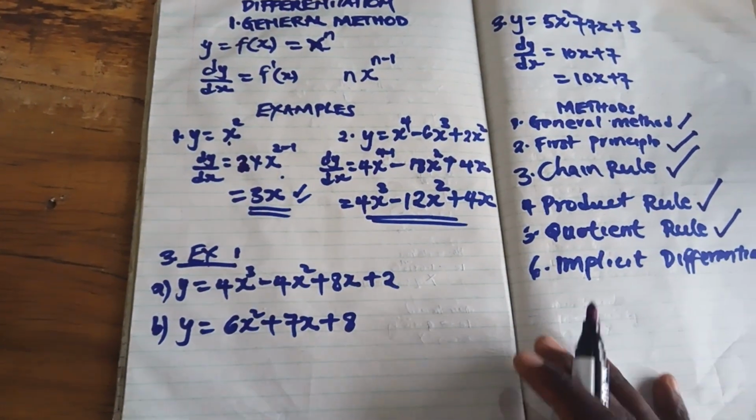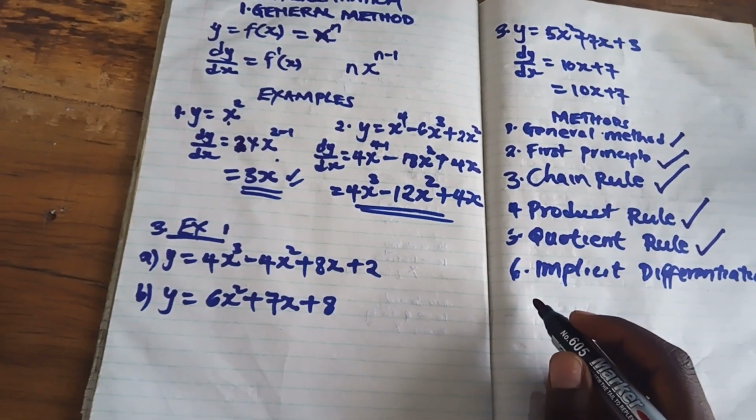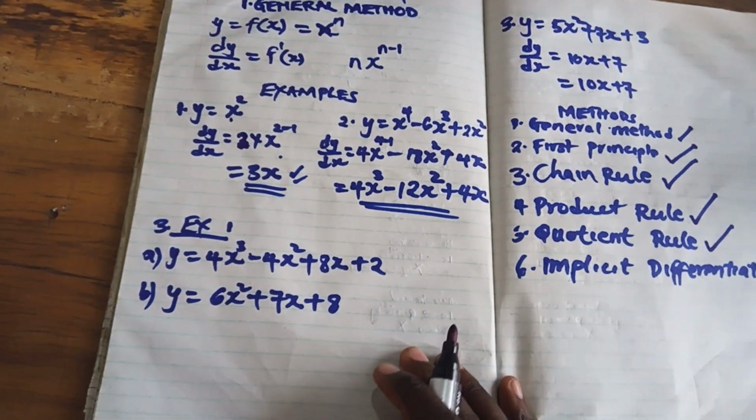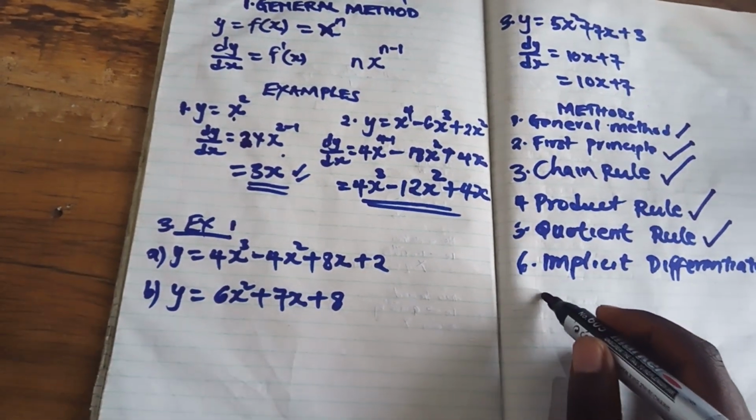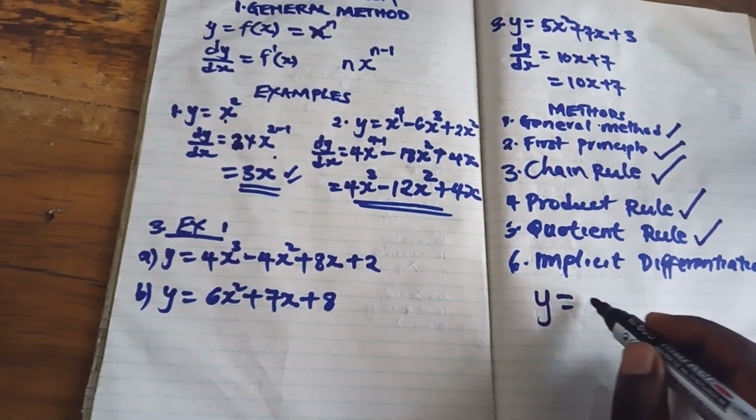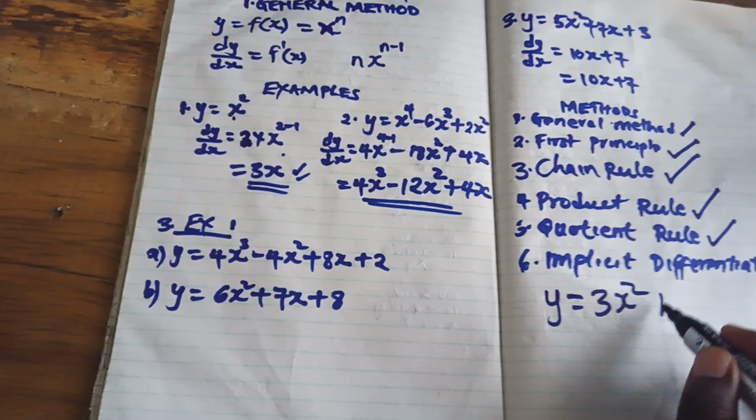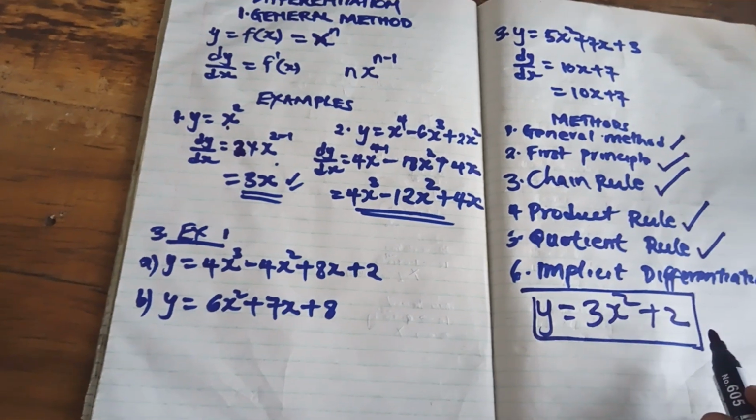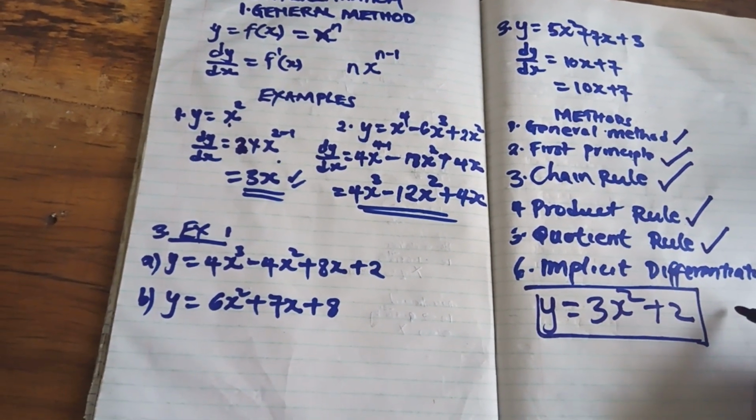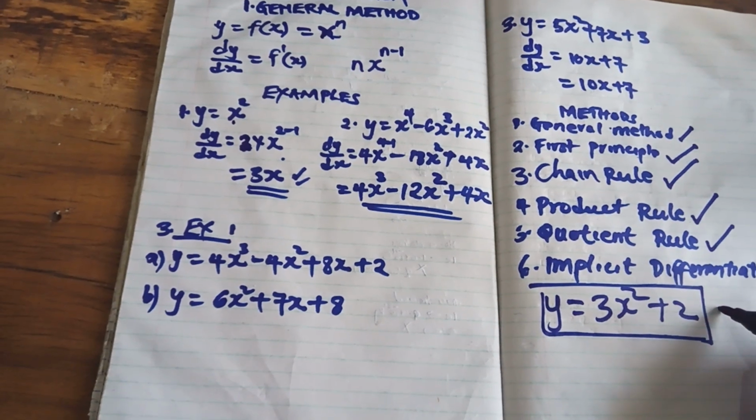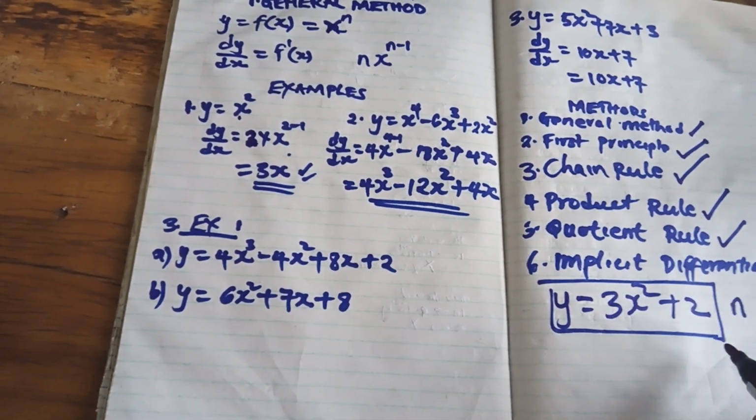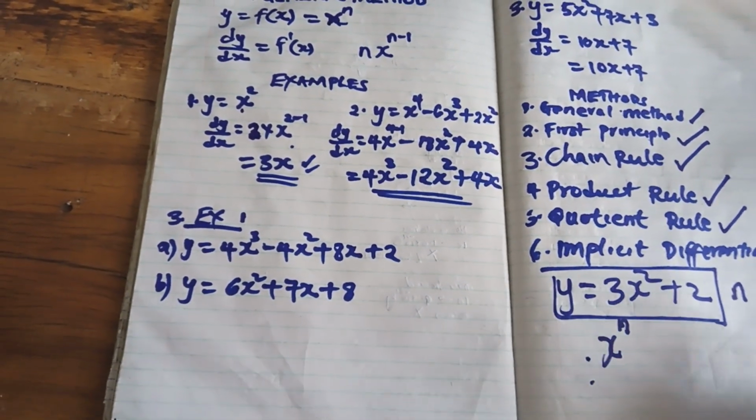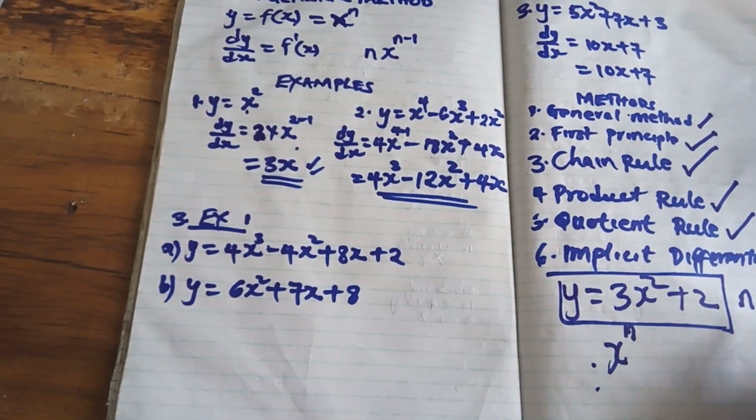Here, in differentiation, a function is differentiated directly. For example, given a function y is equals to 3x squared plus 2, then the general formula for differentiation is you take the power, like this, let our power be n, like x raised to power n. Then you take the power, multiply by the function, which is x.